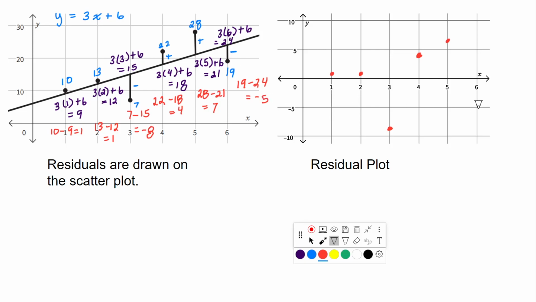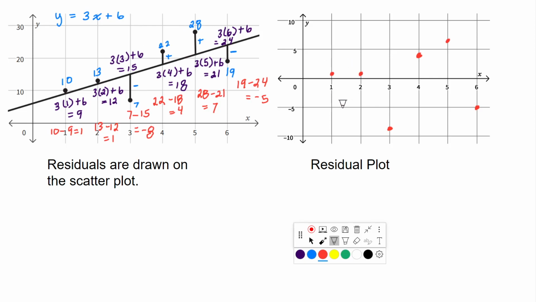So when x was 6, our residual was negative 5. Now you want to see that you have points on either side of the residual line. If you have all of your residuals above it, that means the regression line was drawn below all of the points. You don't want that. If you have all of them below, that means your line is above all of your scatter plot points, which you don't want either. You want your regression line pretty much dividing your data points evenly on either side of that line.